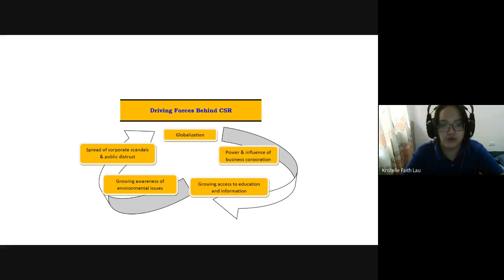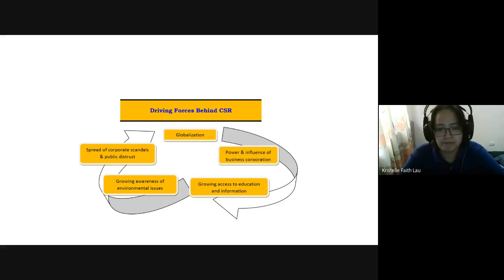So these are the drivers that push a business towards CSR. According to the International Institute for Sustainable Development, they reported that the concept of CSR is underpinned by the idea that the corporation can no longer act as an isolated economic entity, operating in detachment from the broader society. So traditional views about competitiveness, survival, or profitability are being swept away because of these influences.